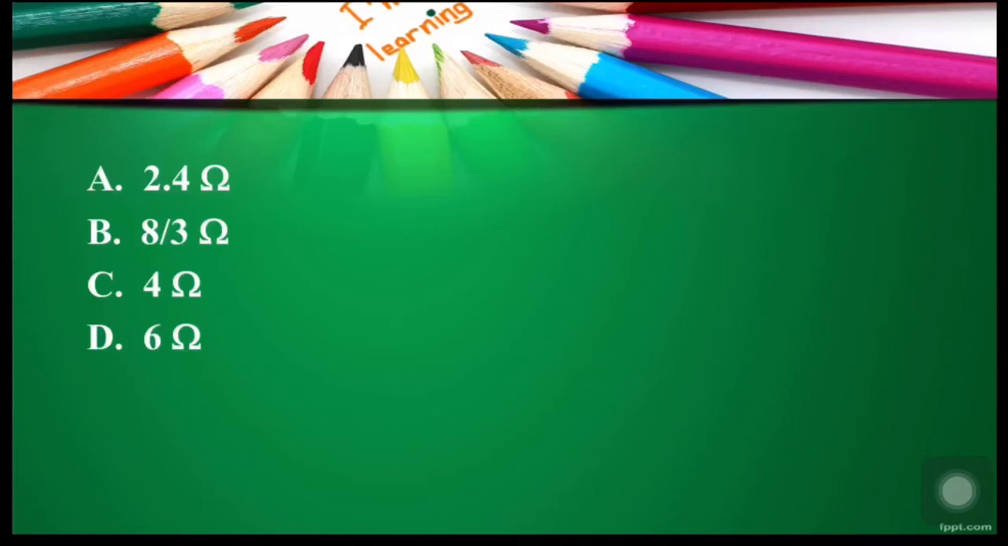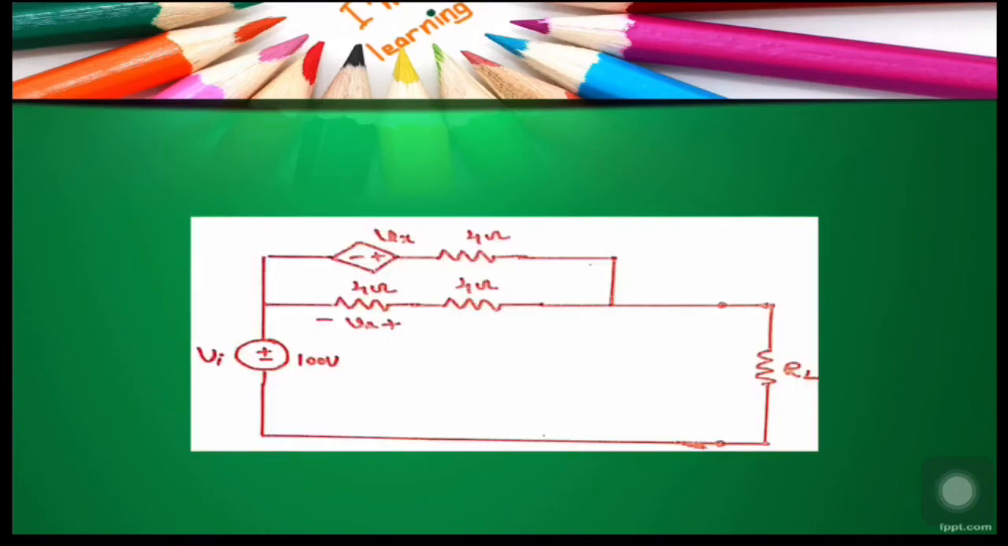Let us first analyze the network. Here we are asked to find out the value of RL so that this source network delivers maximum power to RL. As you know, a source network delivers maximum power to the load resistor when the load resistor value is equal to the Thevenin equivalent resistance of the source network.